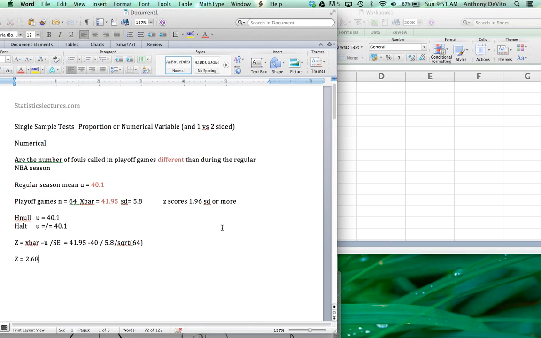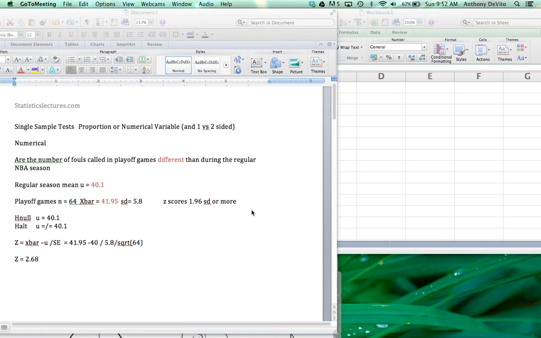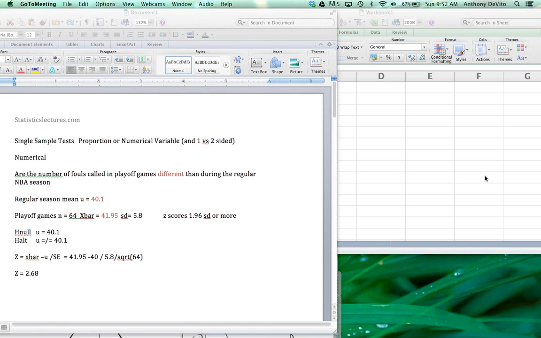Okay, so what do I do now? What's my conclusion at this stage? The z-score that I calculated for the distance between these two means is 2.68 standard deviations apart. My critical z-score, what I needed, was 1.96. So my conclusion is there's less than a 5% chance that we're wrong if we reject the null hypothesis. Okay, everybody in agreement on that. In this case, we reject the null hypothesis and accept the alternative hypothesis. They are giving out a different number of fouls during the regular season.